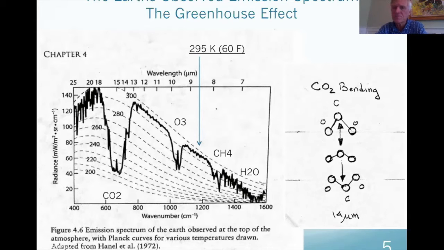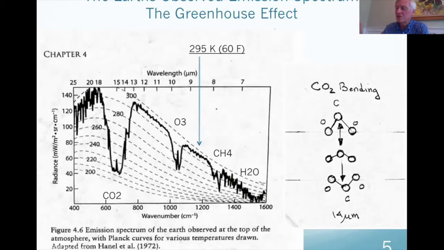So as a consequence, we can say, again, CO2 is not just well correlated, but it also is a greenhouse gas that we know has a big effect, right?